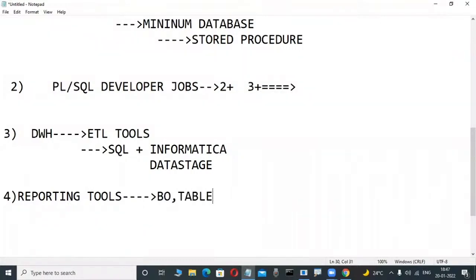TabView, QuickView, these types of tools are an easy way. Now here they are getting jobs, and minimum basic SQL knowledge is required. Those persons are also learning these courses.